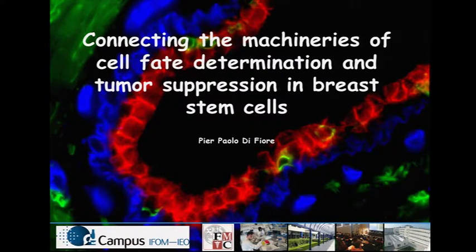Now, what I will try to do in my presentation here is to show you how, in the stem cell compartment and in the subversion of the stem cell compartment that happens in cancer, there is a very intimate connection between the machinery that determines cell fate and the machinery of tumor suppression, and that actually the two machineries influence each other, and that the determination of cell fate is actually a mechanism of tumor suppression in itself.